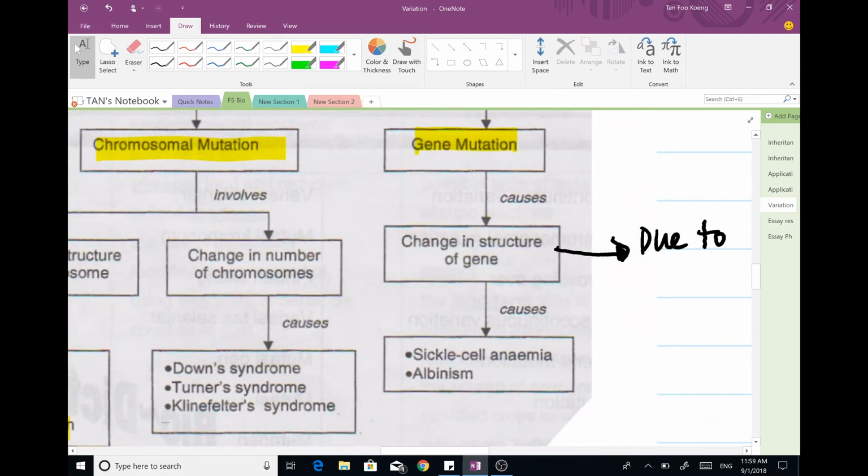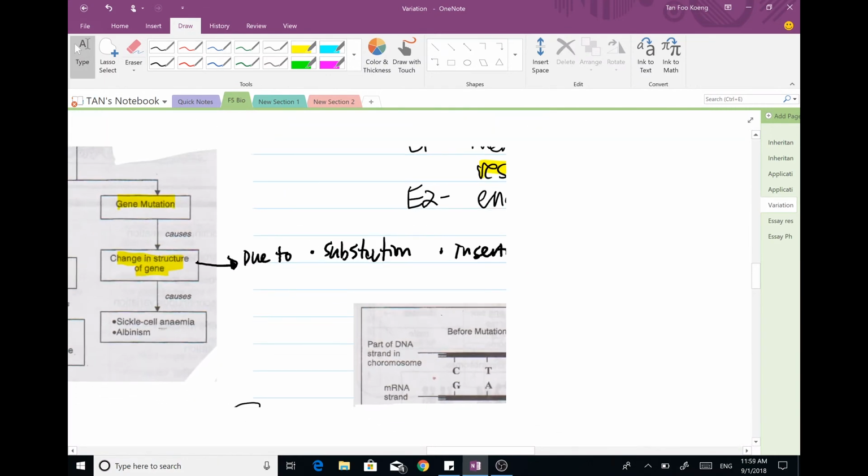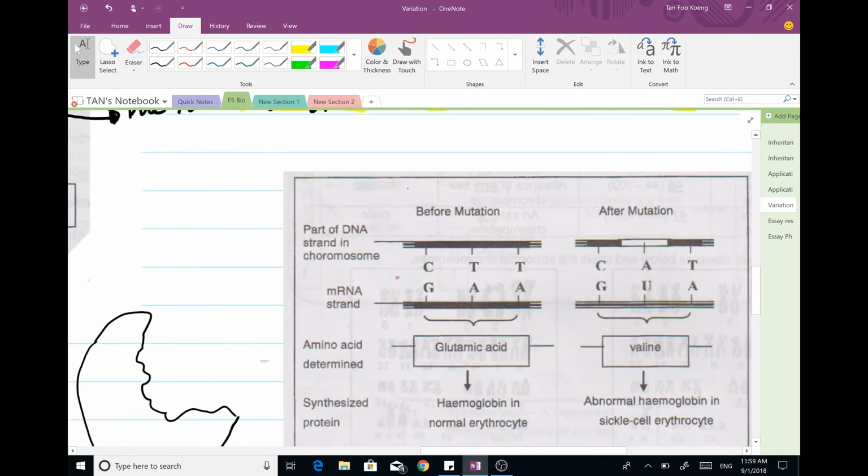Okay, gene mutation. Gene mutation is caused by a change in the structure of a gene. There are three types of gene mutation, namely substitution, where a gene is substituted by another gene; insertion, where another gene is inserted into the DNA; and deletion, where that gene is deleted forever. Now let's see an example.